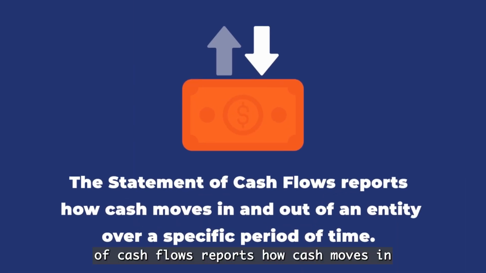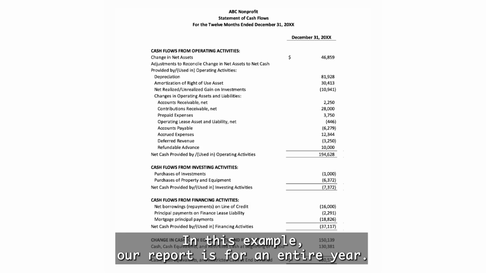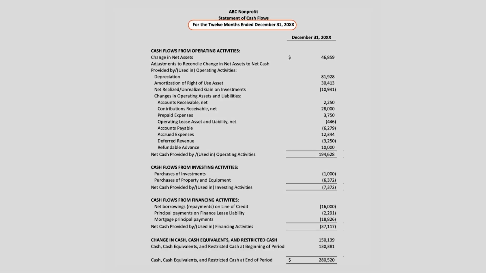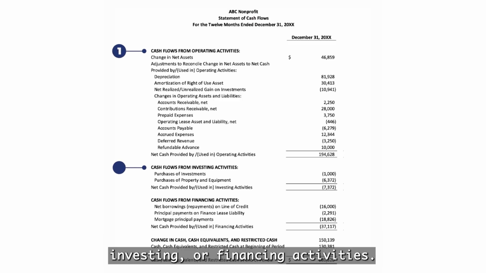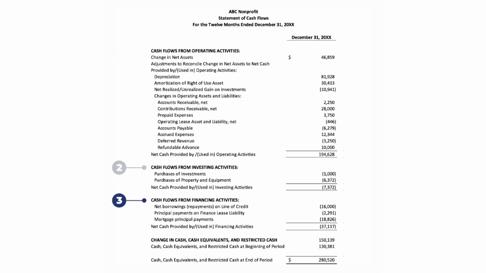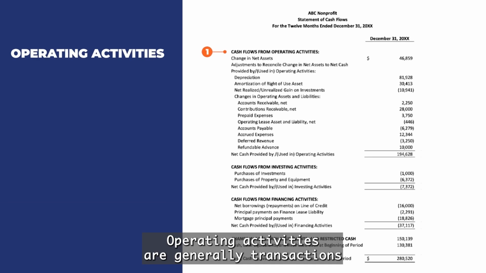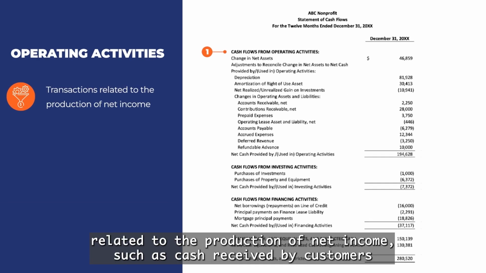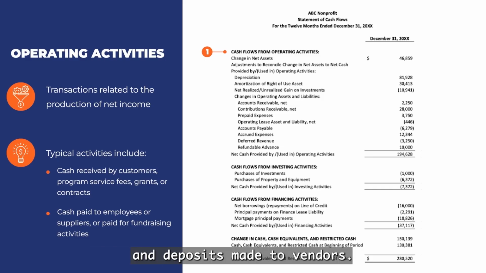The Statement of Cash Flows reports how cash moves in and out of an entity over a specific period of time. In this example, our report is for an entire year. Cash receipts and cash payments are classified as operating, investing, or financing activities. These categories are the same three categories used by for-profit organizations. Operating activities are generally transactions related to the production of net income, such as cash received from customers, through program fees or donors, or payments and deposits made to vendors.